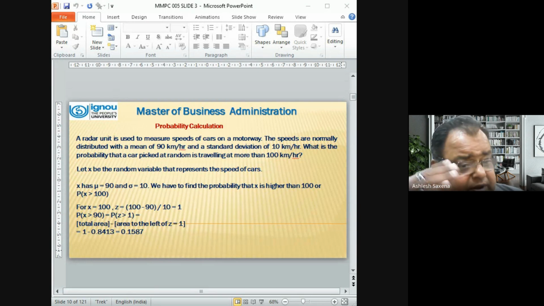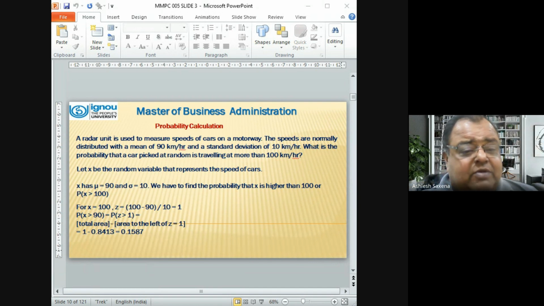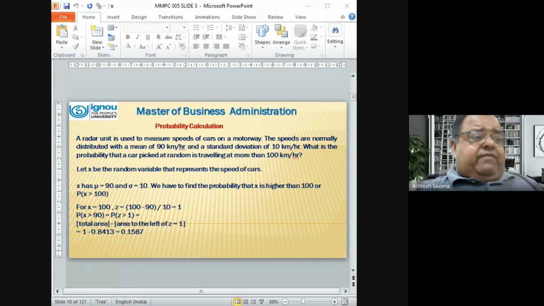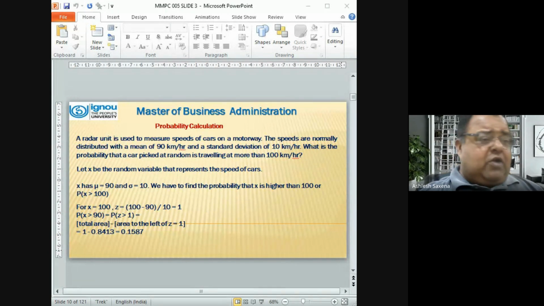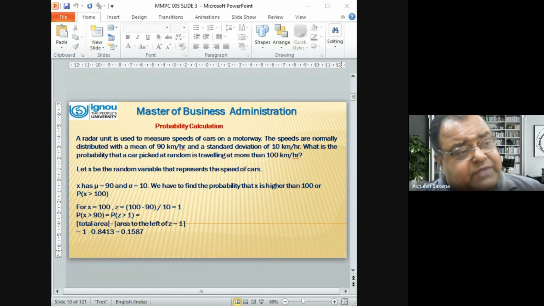Now, see the steps how it is written. The question was the probability that a car which is picked at random is running at more than 100 kilometers per hour. That means X will be greater than 100. X has been replaced by Z, so Z will be greater than 1. Now we know that the total area in the graph is 1, and the value we will get from the table for z equal to 1 will be on the left side. So total minus the left side will be the probability for the problem. Your total area is 1 and the probability to the left of z is 0.8413, which when subtracted from 1, gives 0.1587.